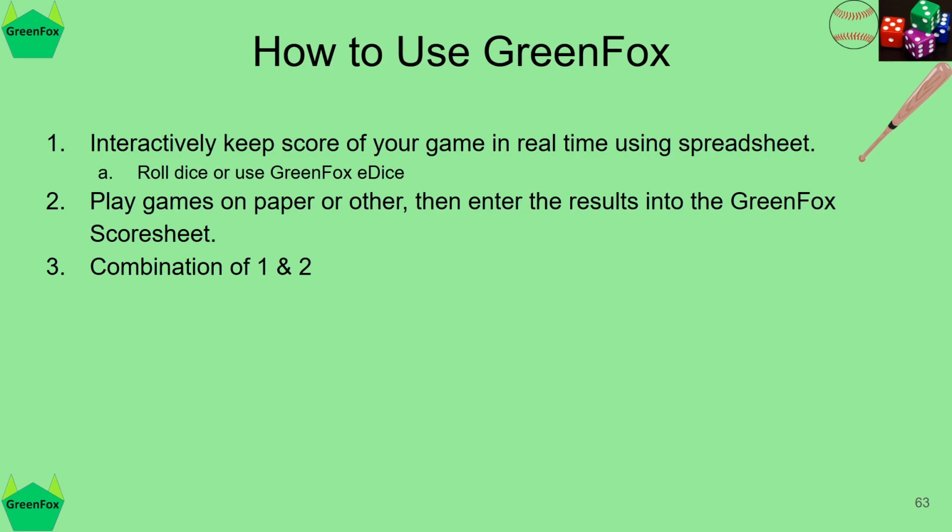Another way is to, as we kind of talked about in that multi-user version, but even if you're not multi-user, you could just play your games, keep score on paper or something else, and then later enter those results into the GreenFox score sheet. You can't just enter the resulting stats. You have to enter it plate appearance by plate appearance. You have to fill in the score sheet and then let GreenFox compute the stats. Or you could use a combination of 1 and 2, as play some games like number 1 or some games like number 2.